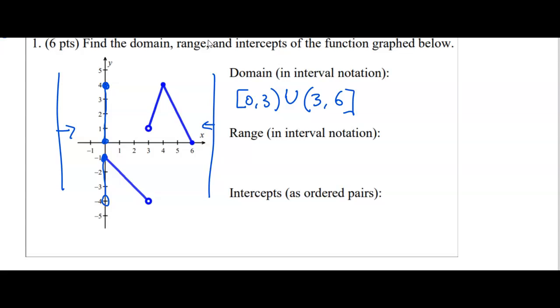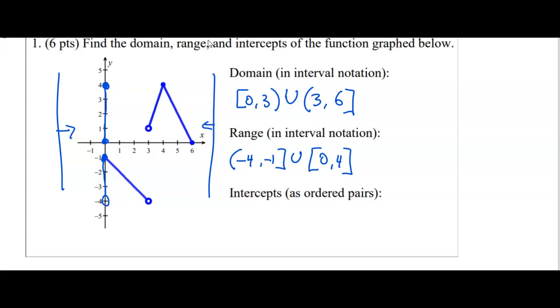Now with the interval notation, when you're doing the x values, you go from left to right because that's smallest to largest values. In the y direction, we go from bottom to top because that's smallest to largest values. So we would go from -4, soft bracket, up to -1, hard bracket, then there's a gap, union, and then it starts from 0 to 4, hard brackets.